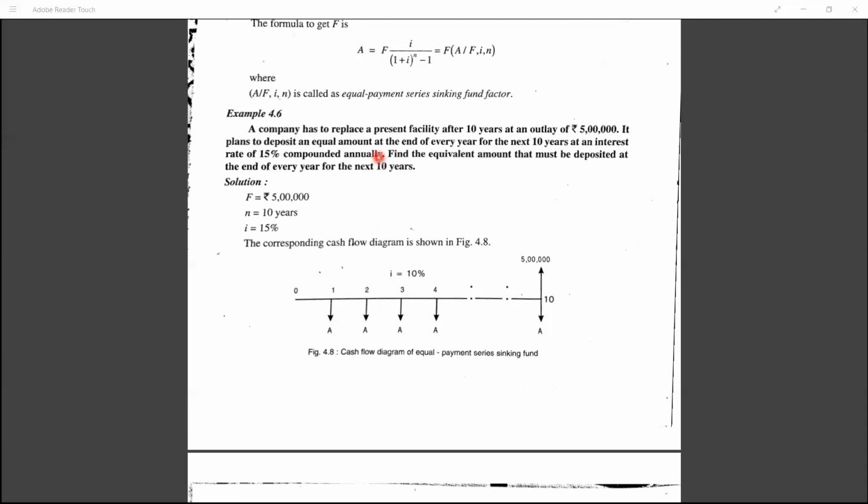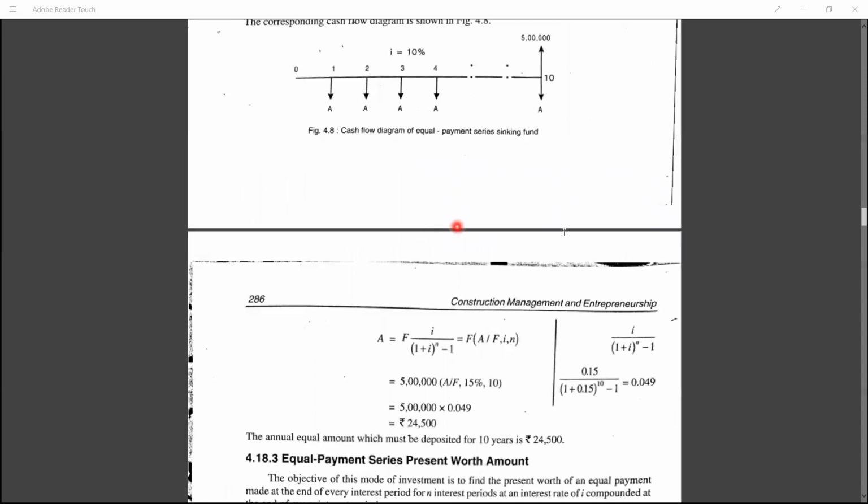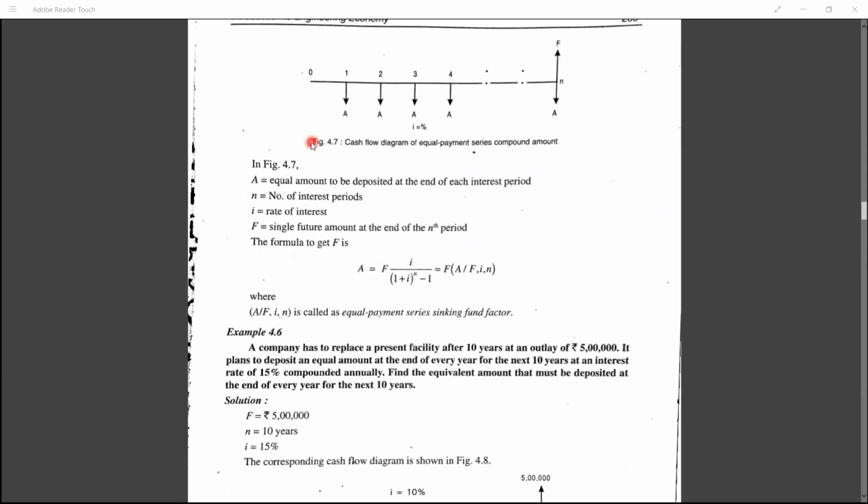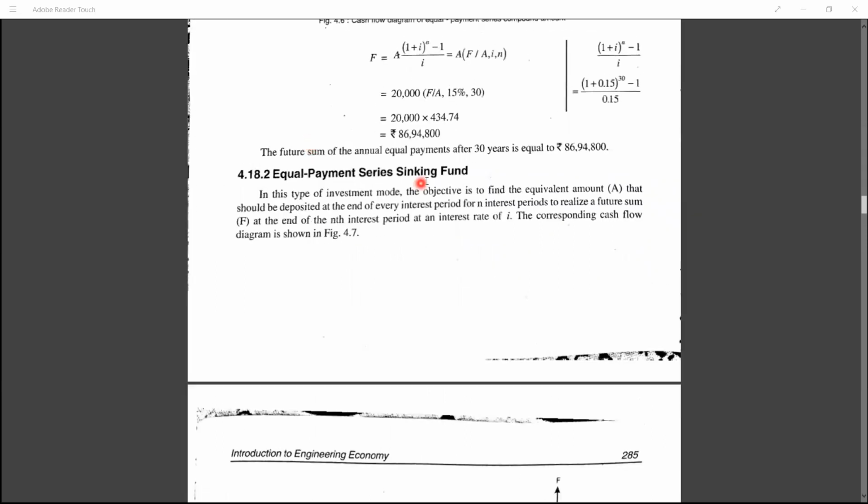A company has to replace a present facility after 10 years at an outlay of rupees 5 lakhs. It plans to deposit an equal amount at the end of every year for the next 10 years at an interest rate of 15% compound annually. Find the equivalent amount that must be deposited at the end of every year for the next 10 years. See, here F is rupees 5 lakhs, N is 10 years, I is 15%. So if you see all the years, you are getting it as 1, 2, 3, 4, 5. So for every 5 lakhs, you will get this amount. Substitute all these things. See here, what it is asking is the equal payment series sinking fund.